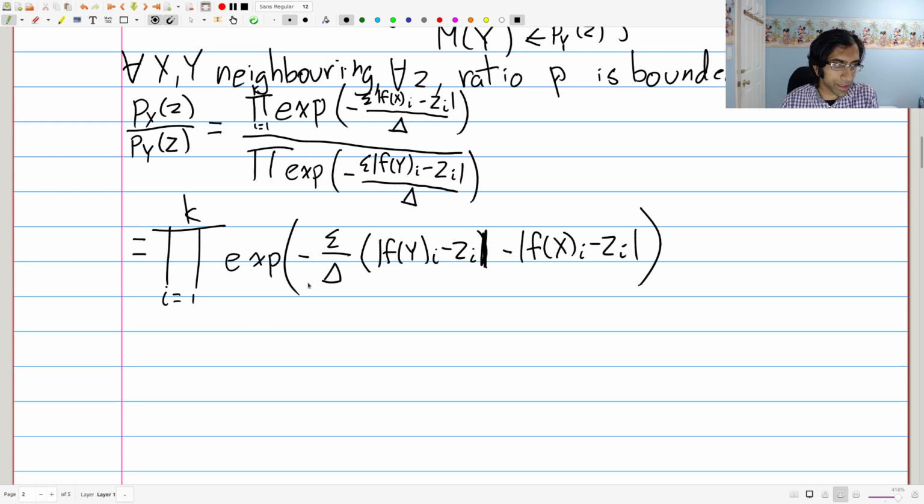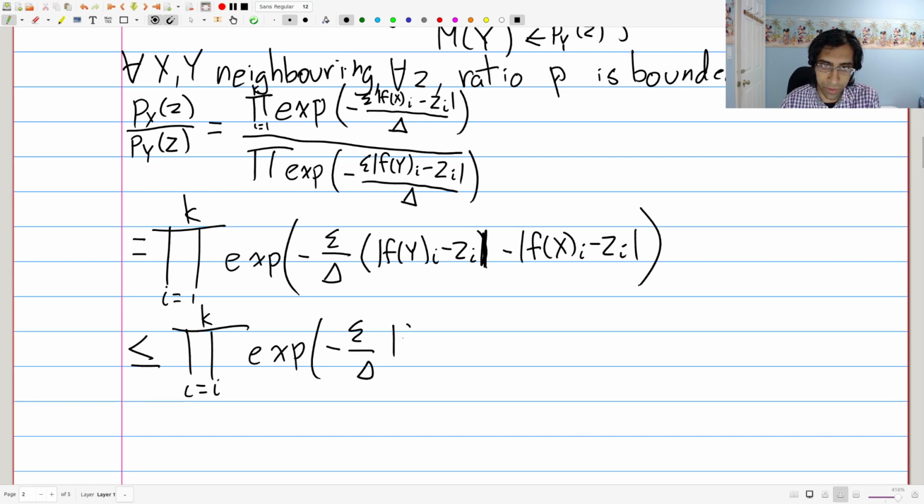What we're going to do now is use the triangle inequality, which says that since we're using their differences with respect to z_i, we can also look at their differences with respect to each other. So again, this is by triangle inequality, and this can be replaced by the following: the difference between f(y)_i minus f(x)_i.